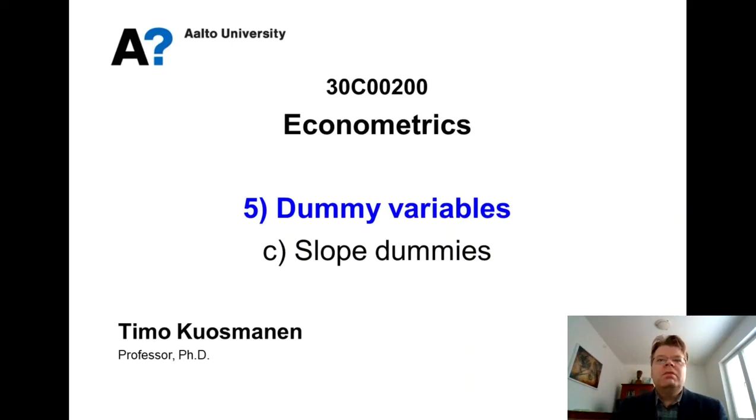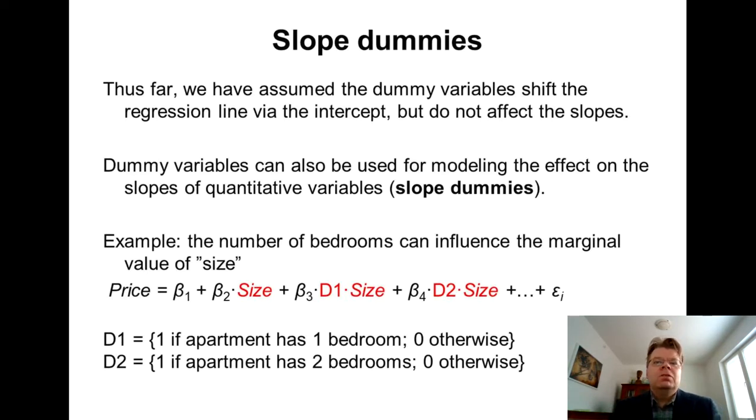In this third lesson on dummy variables, we will expand to the use of dummy variables in the form of so-called slope dummies. So I will explain first what the slope dummy means. Recall that in all of the previous variants of the dummy variable modules, we have used dummy variables to shift the regression line in a parallel manner between different categories, could be also ordinal variables, but between different categories, we would have a parallel shift of the regression line.